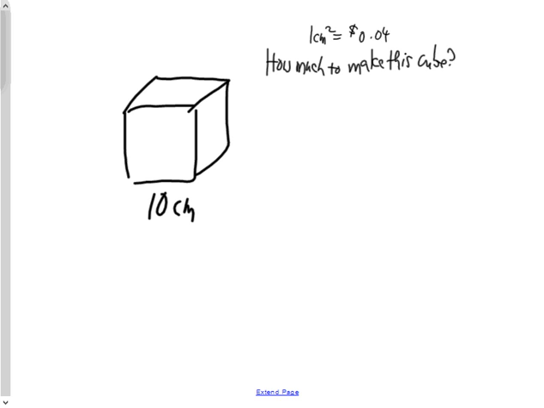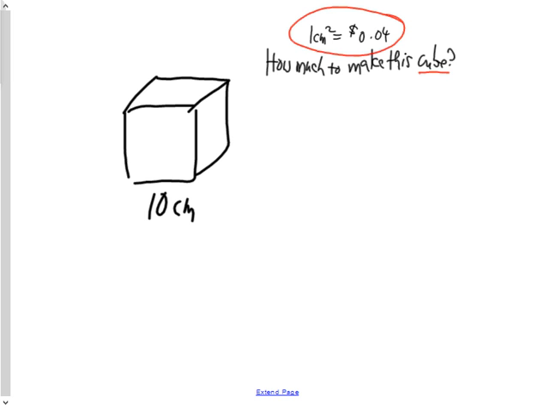Our next question gives us a cube, or we can assume it's a cube. Oh, yeah, it does. It says cube right there. How much to make this cube? So the first thing we need to realize is if we're going to make it, we're going to make it out of like a plastic or wood or something. And it currently tells us the price of a square centimeter of whatever material we're using to make this box is 4 cents a square centimeter.